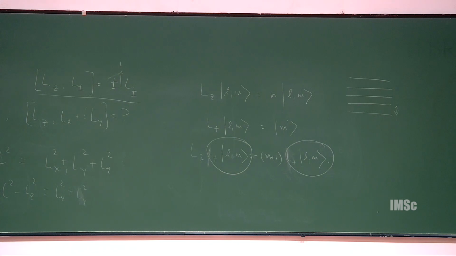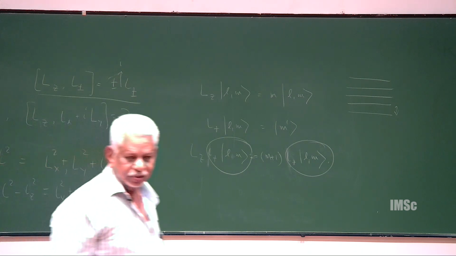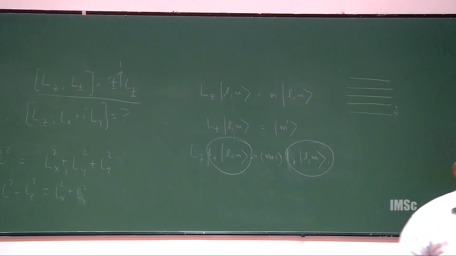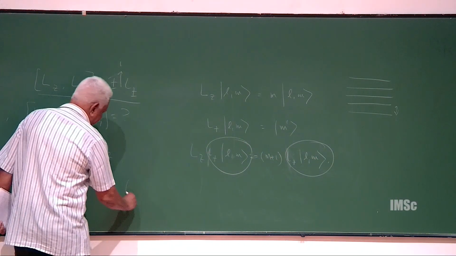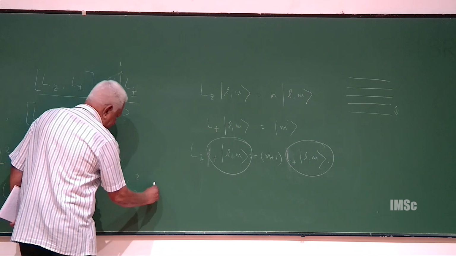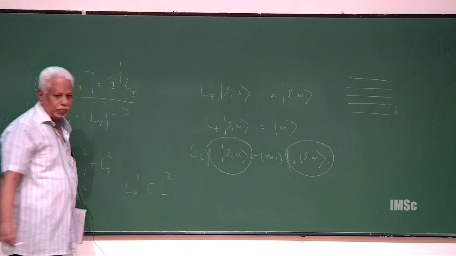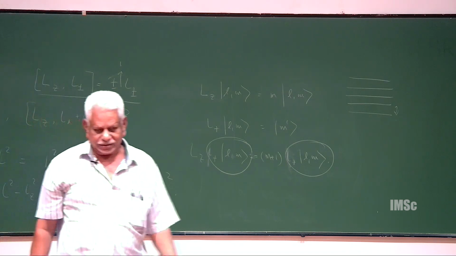Correct? It's a simple relation, which says L square minus Lz square should be positive, which means Lz square cannot exceed L square, right? Otherwise it will become negative. So Lz is bounded: the Lz eigenvalues squared are bounded by L square. It cannot go above that.